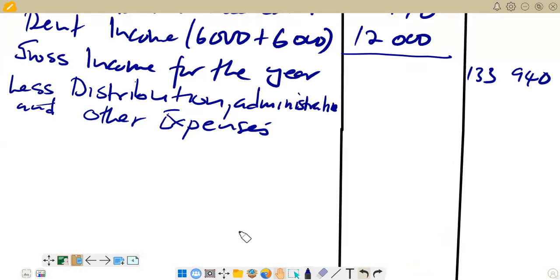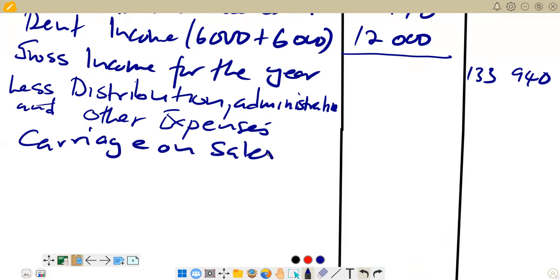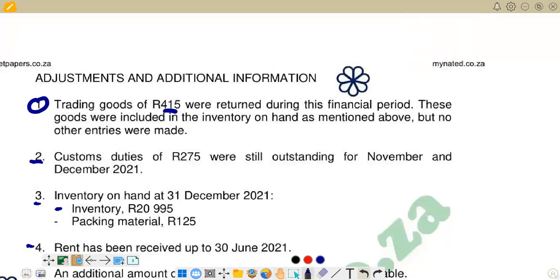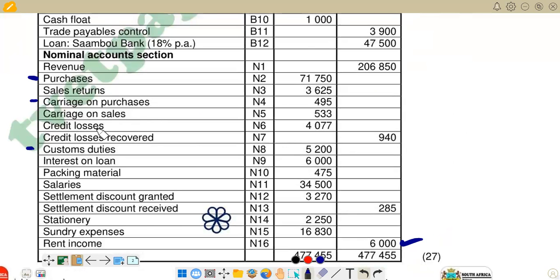Right, we are here, we are saying carriage on sales. And we've got 533. Then we go back again to check if we have got any other operating expense. After carriage on sales, we've got credit losses.